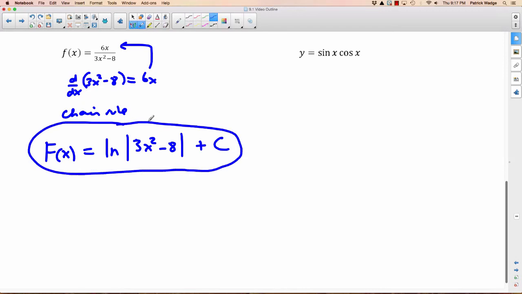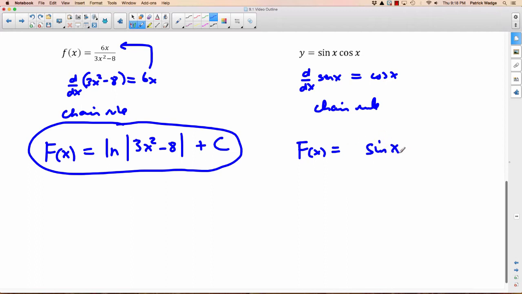And I think that happens in the next one too, because we have sine x cos x. You're like, sine x cos x, what are we going to do here? Well, again, notice that the derivative of sine x is equal to cosine x. So again, one piece is the derivative of the other, so we're probably using the chain rule here. So this cosine x must be the derivative of the inner function. In other words, the inner function must be sine x.